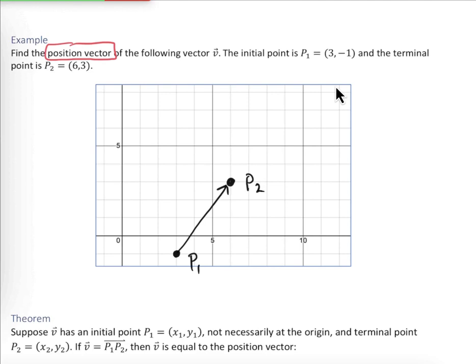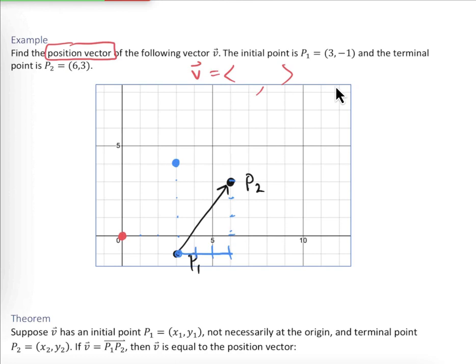Now, in order to determine the position vector or the pointy bracket notation for our vector V, we're going to essentially think about what would the ordered pair be that we terminate at if our initial point was moved over to the origin. Well, in that case, what we're going to have to do is figure out how many units did we travel in the direction of X. So in order to get from the initial point to the terminal point, our run was 3 units long, and our rise was 4 units long.